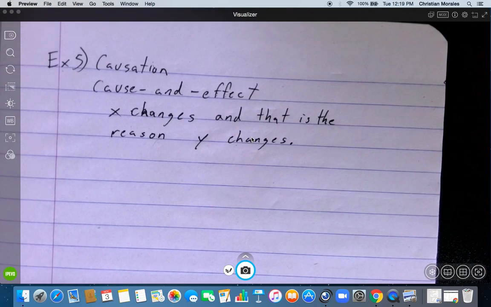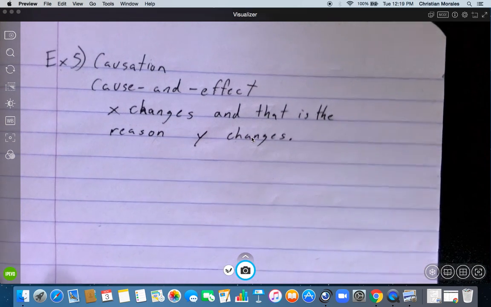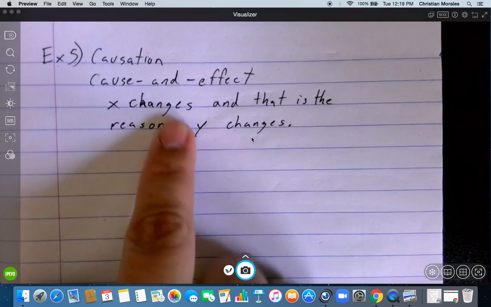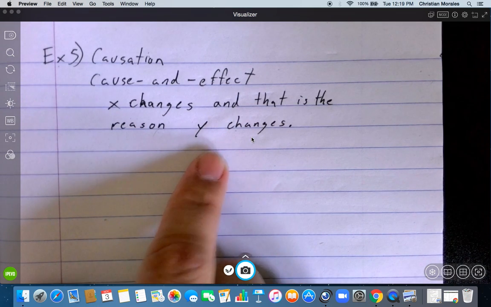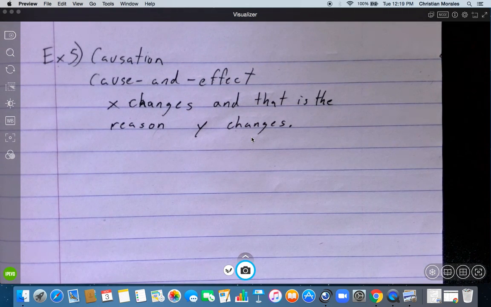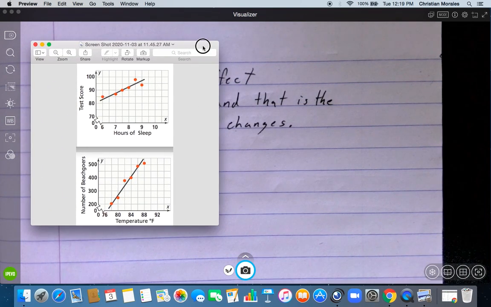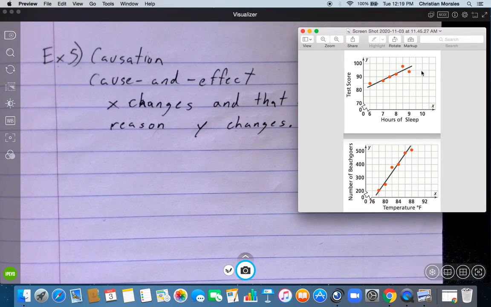Copy this down. Causation, cause and effect. When x changes, and that is the reason that the y changes. What does that mean? In all the graphs we're looking at x and y. So cause and effect is asking, is the reason for the change the changing numbers of x? For example, if you look at this, as you get more sleep, these people are getting higher test scores. Does that mean the reason people get higher test scores is because they sleep better? Like if you went to bed early and took a test, you're gonna ace it. No, right? There's a lot more to it.